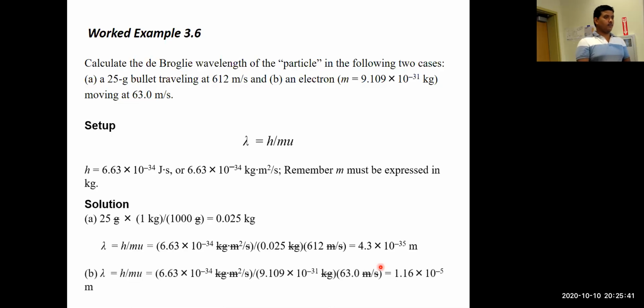Let's work on the second problem. The second problem has the electron mass already given in kilograms. So let's plug in those numbers.